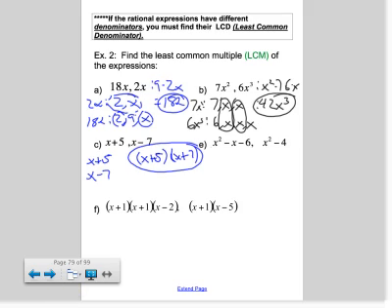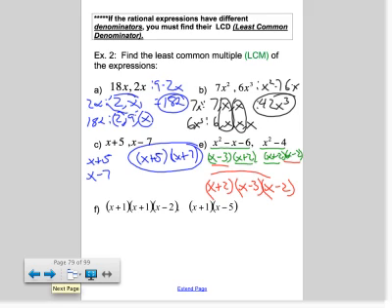Part E, so if I look at this expression, I can break that down into x minus 3 times x plus 2. And if I look at this expression, that's x plus 2 and x minus 2. So when I look at these, you'll notice x plus 2 is in both, so we're going to start with that. Then I have to multiply every non-common factor. So I have an x minus 3 here, and I have an x minus 2 there. So this would be my least common multiple.